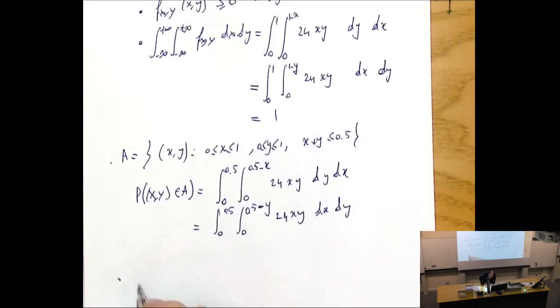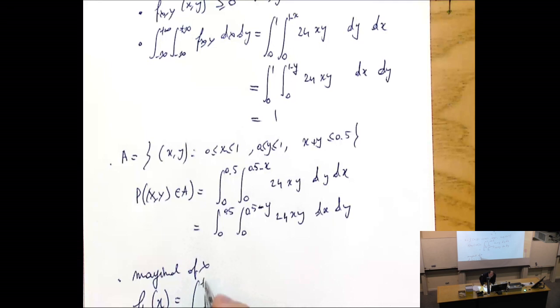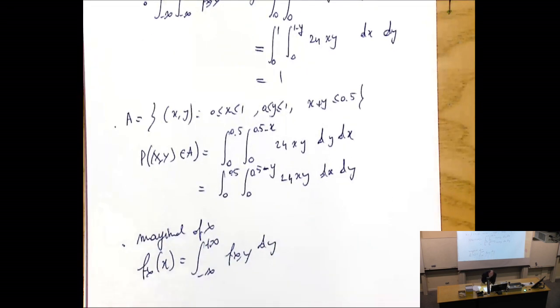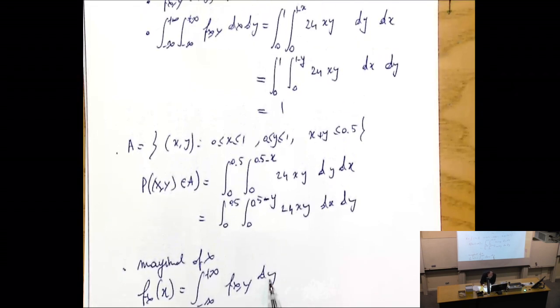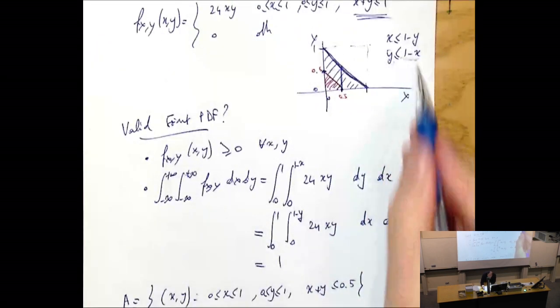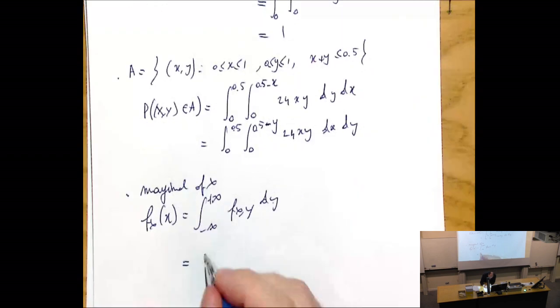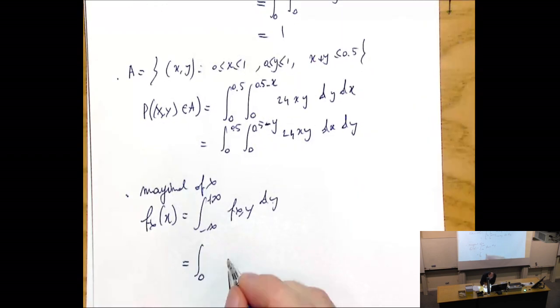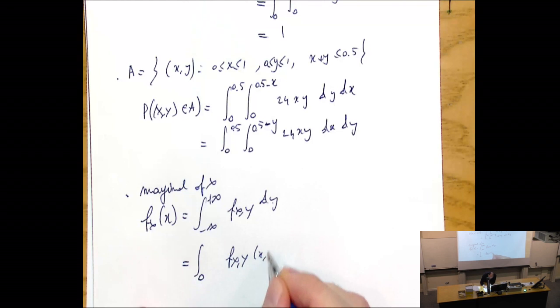And now if we want to compute the marginal of x, that's the integral between minus infinity and plus infinity of this joint PDF with respect to y. What do I have now? Careful, if I integrate with respect to y here, y has to be smaller than 1 minus x, and y has to be positive, so I'm integrating between 0 and what? What would be the boundary?